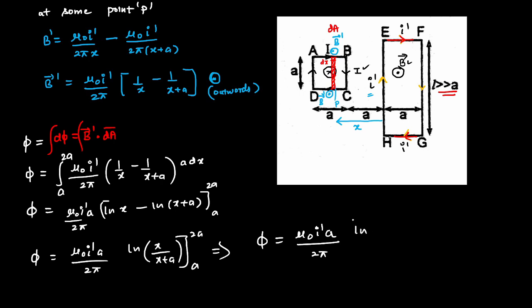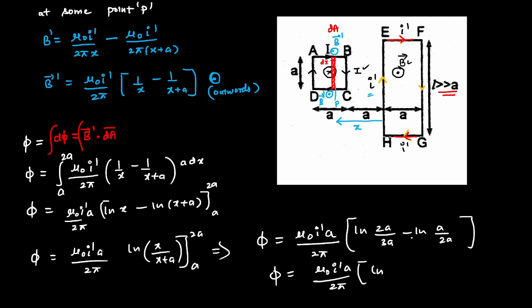So the flux value would be mu naught I dash a divided by 2 pi times ln of 2a divided by 3a minus ln of a divided by 2a. We can write this as ln of 2a by 3a and a by 2a. You can simplify this, and it turns out to be ln of 2a by 3a times 2a by a, so we can directly write this as 4 by 3.